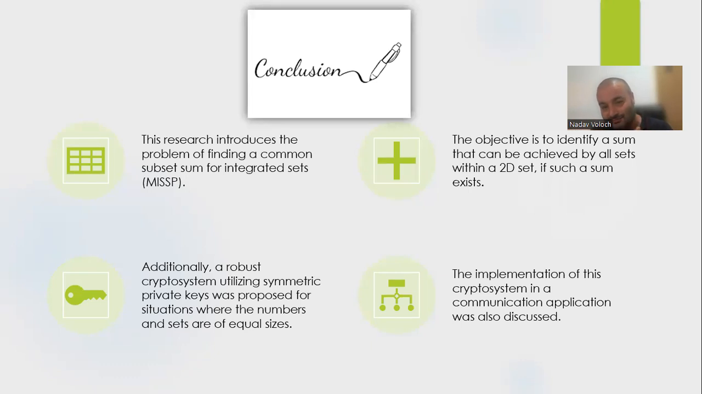As a conclusion, this specific research introduced the problem of finding the common subsets of intermediate set, MISSP. The objective was to identify a sum that can be achieved by all sets, if such exists. And we additionally built a robust crypto system using symmetric private keys, and we implemented it in a communication application as I just explained. That was also discussed.